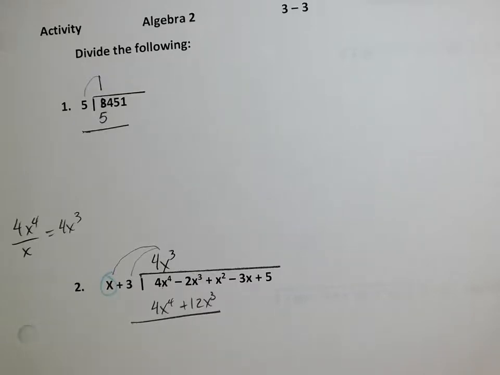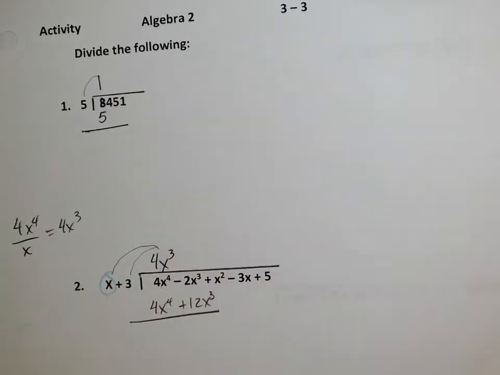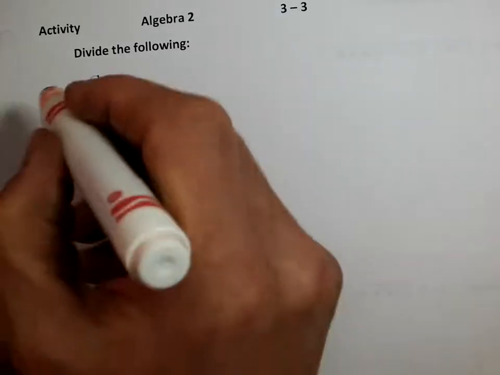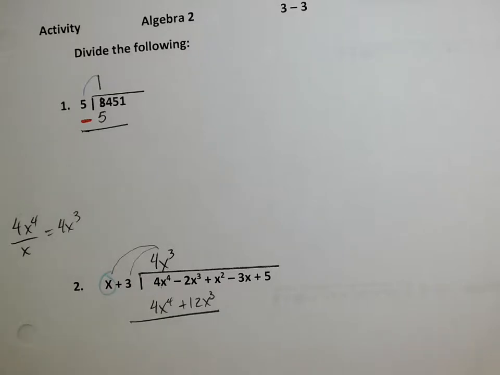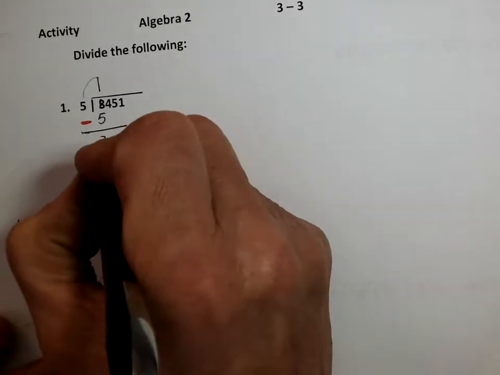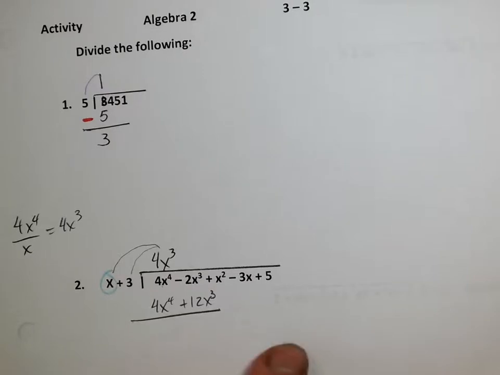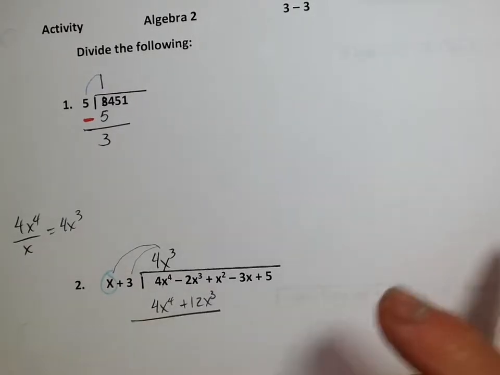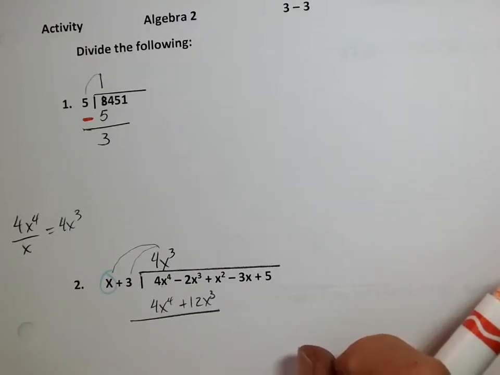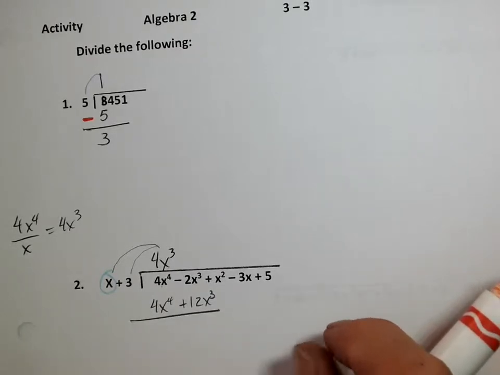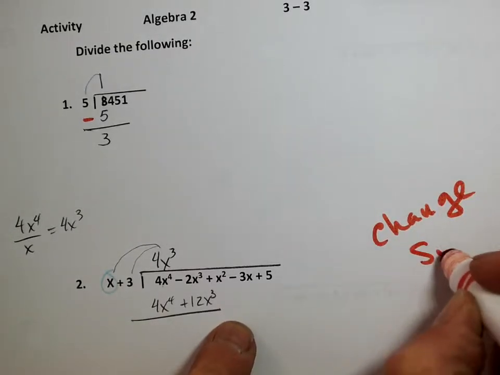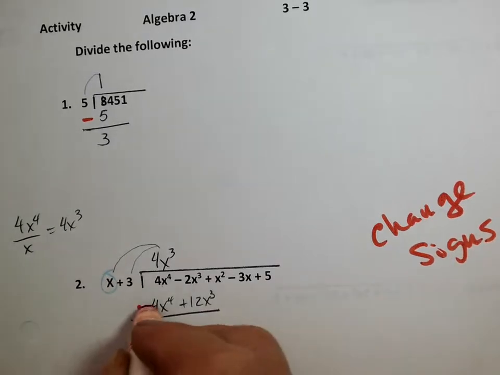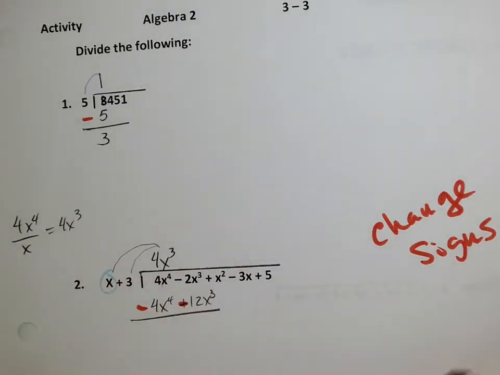So far, I'm just following long division. Then I subtract. Here's where I'm going to use my other color. I subtract: 8 minus 5 is 3. Down here, I have to subtract both of them. Here's my hint: I'm just going to think about changing the signs, because when I subtract, it's like adding a negative. So I change the signs, negative, negative, and then I add.